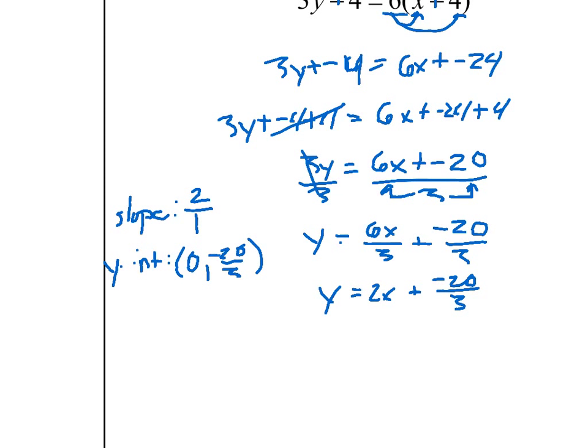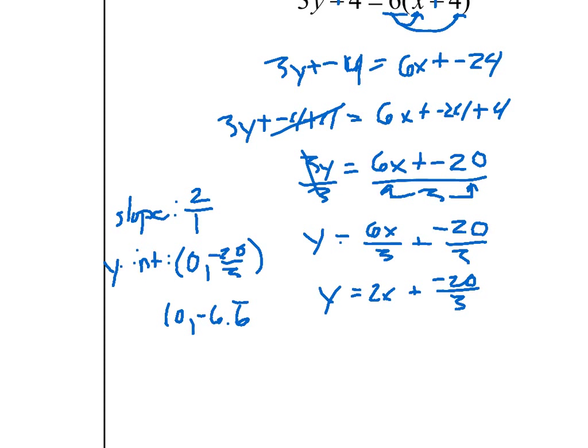So the question is now, how are we going to graph this? Does anybody have any ideas how they think we could go about graphing this? Dwayne. Put it into a decimal. So that would give me 0, negative 6.6 repeating. That's a whole bunch of decimals.